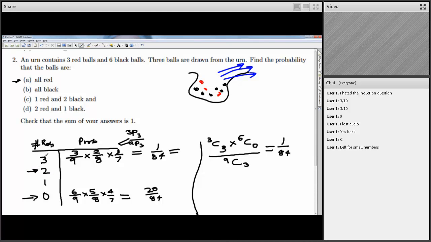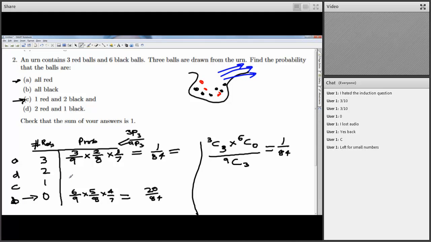So the next one is C. Done in funny order, haven't I? So for C, I really want to have 1 red and 2 black balls. Because the way of counting on the left worries about order, we have to think, well, that red ball can come in first or second or third. So there's a few different orderings that are possible. As a matter of fact, there are 3 orderings.